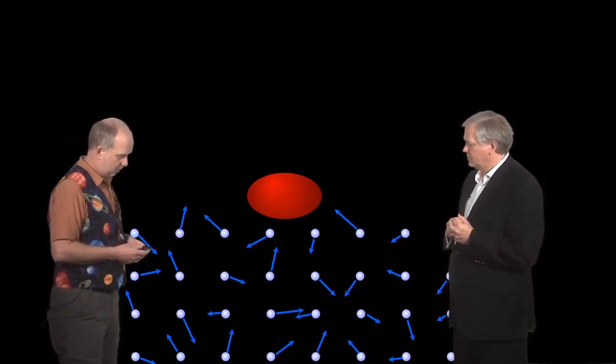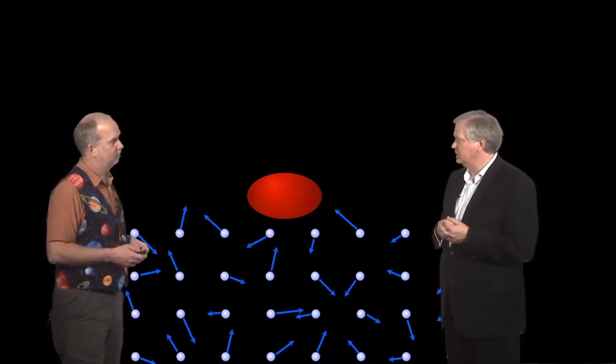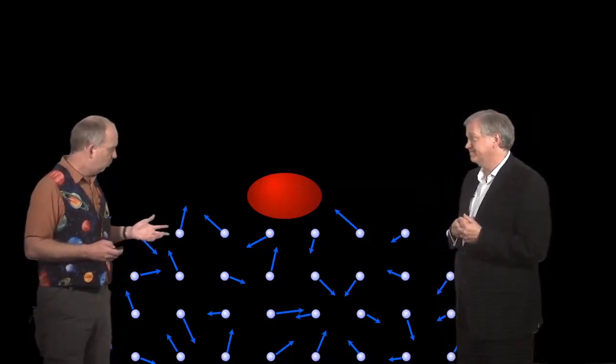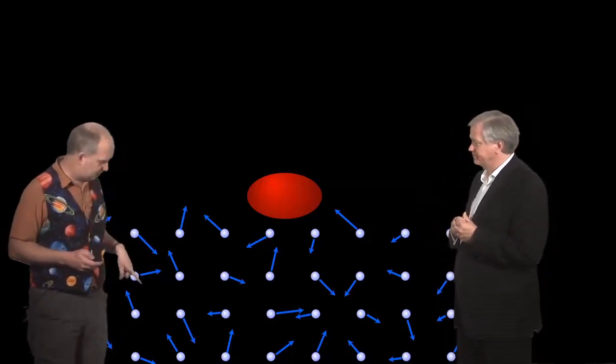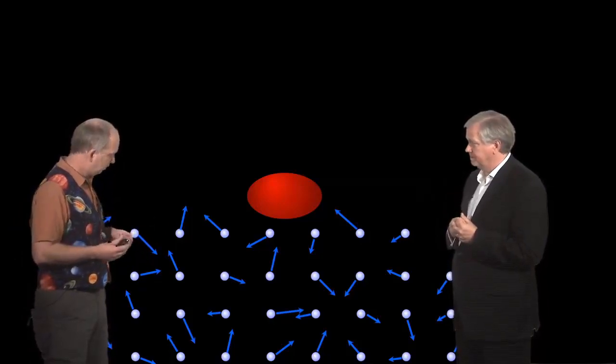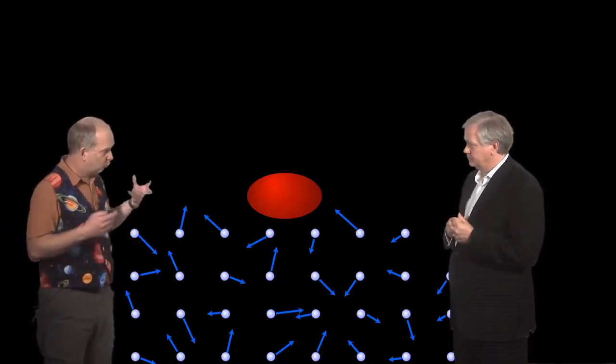Yes, so you've increased the random motions a little bit, but those motions are random. So you've got to look at all the possible microstates here, which is, for each atom, it can be moving in any direction. So you've got X, Y, and Z. Yep. And because they're moving in any direction, it's all random.